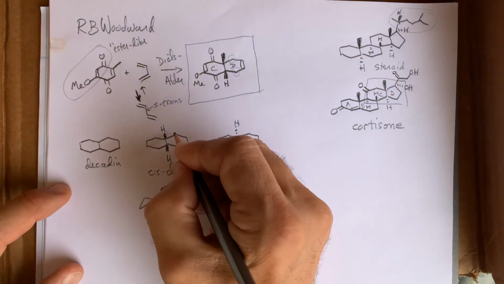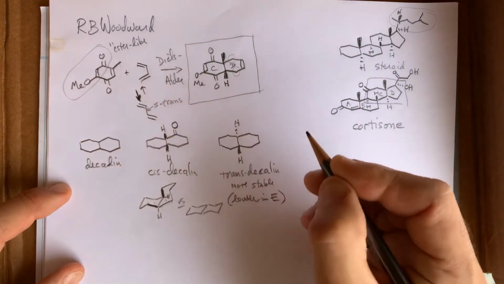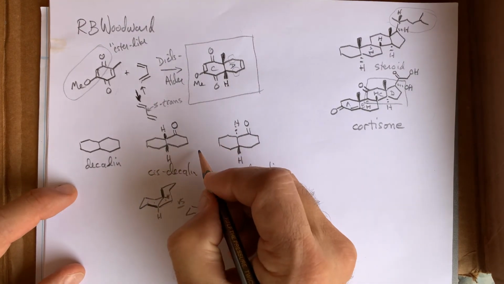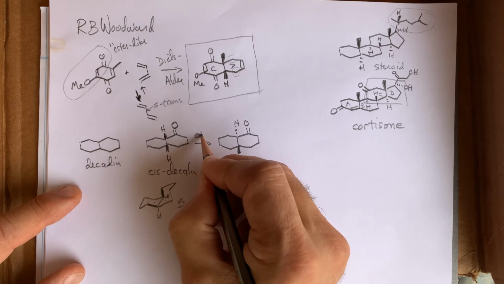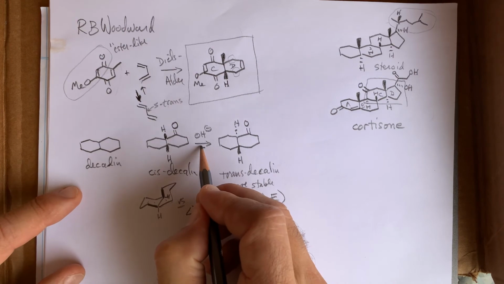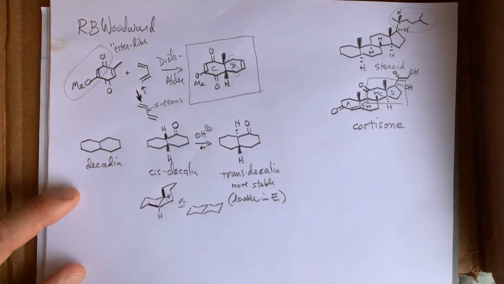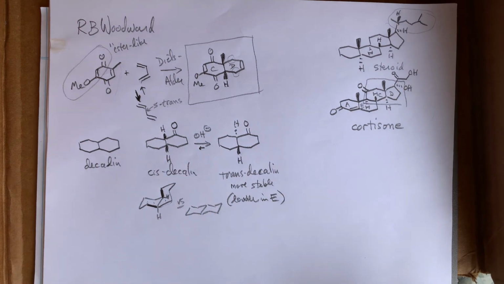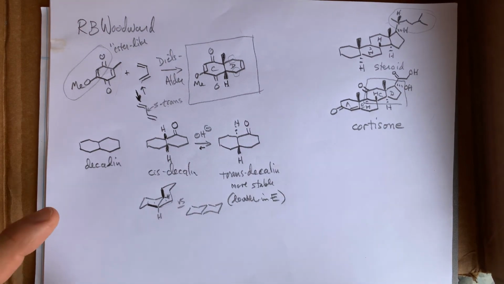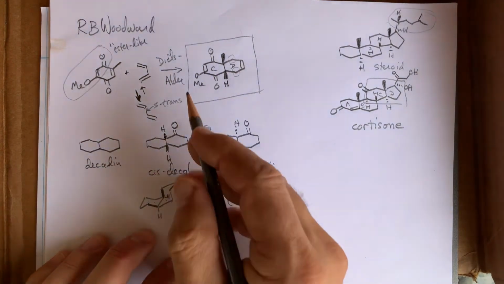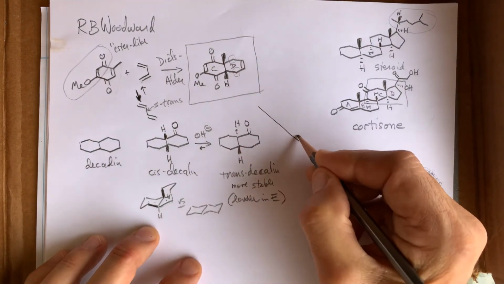Right, so if you had decalone, and you have the cis decalone and you treat this with hydroxide, you will epimerize this center, and that's reversible, and only this stereocenter here. And it'll mostly funnel over to trans-decalone. So Woodward knew that, and so he did the Diels-Alder reaction to get this bicyclic system, and then he treats it with sodium hydroxide.